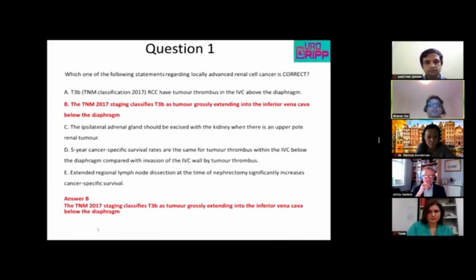the MCQs. The first question was, which one of the following statements regarding locally advanced renal cancer is correct? The answer was B. The TNM 2000 staging classifies T3b as tumor grossly extending into the IVC below the diaphragm.